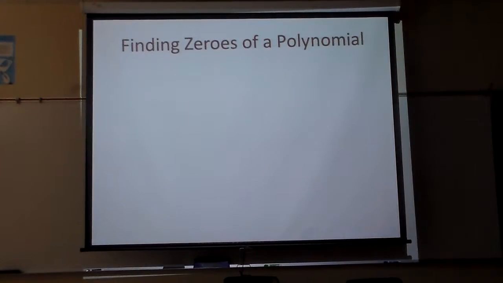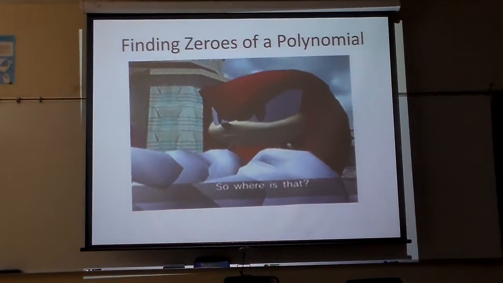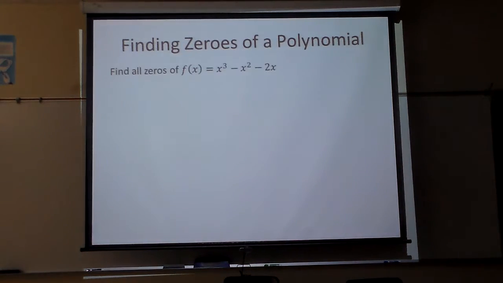Okay, we're going to learn to find the zeros of a polynomial function. So where is that? That's a great question. Where are the zeros of a polynomial function? Well, they're going to occur at values that will make this answer here 0. To find all the zeros, the first thing you're going to do is set it equal to 0.